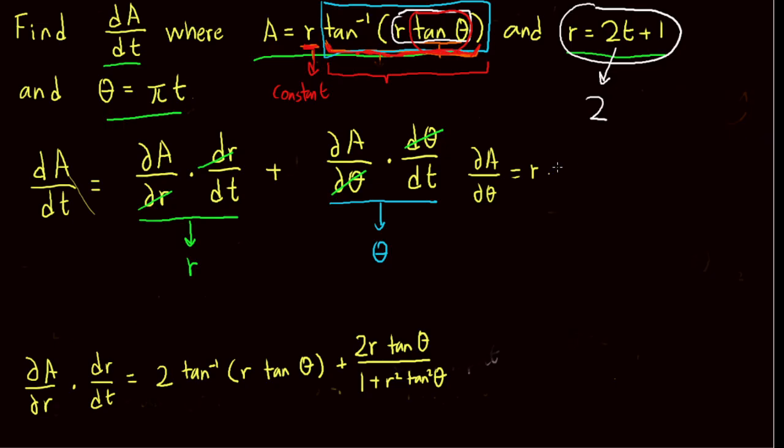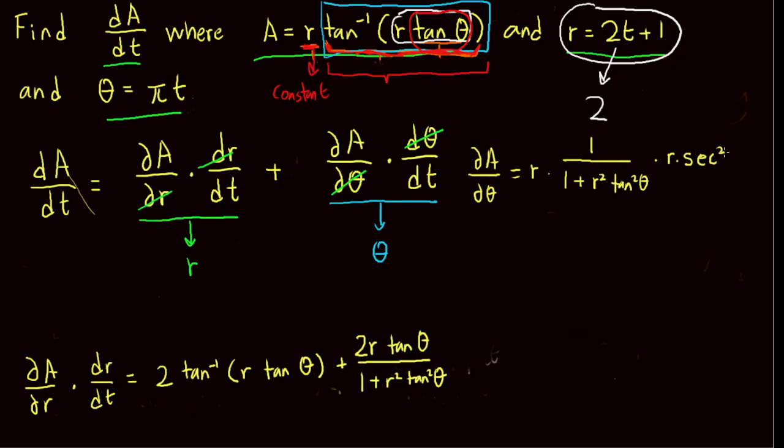Again we solve the outer part. Remember, the derivative of tan inverse is 1 over 1 plus r squared tan squared theta. Then we differentiate the inner part of tan. If I'm not mistaken, the derivative of tan is sec squared, because r is just a constant, by the way. So tan should be sec squared theta.